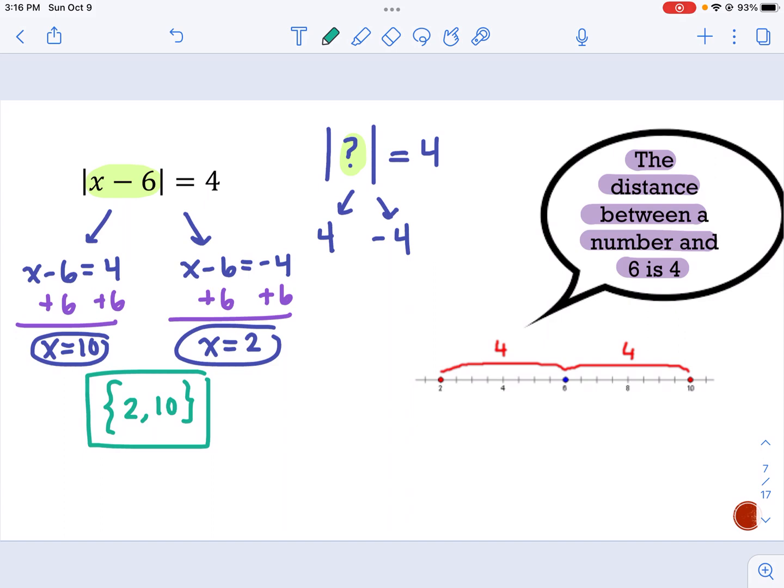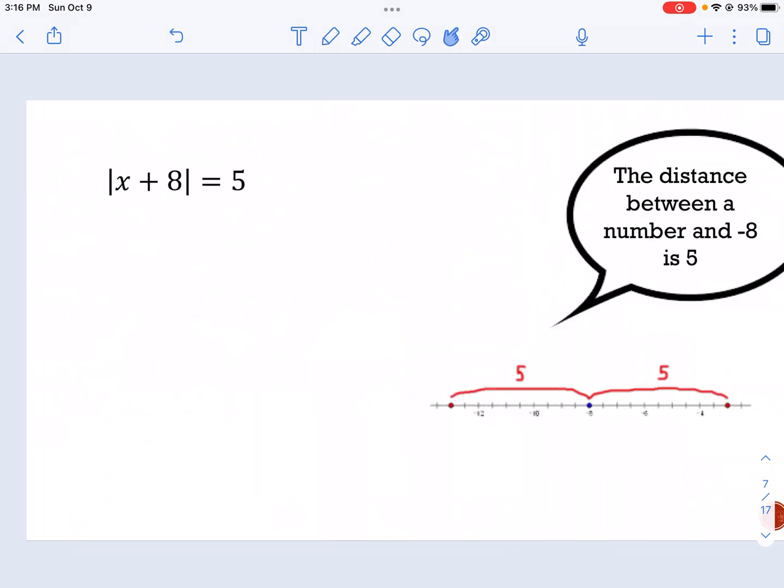If we go back to this thinking over here on the right-hand side, and think about it in terms of absolute value, the distance between a number and 6 is 4 units. Well, the numbers 2 and 6 have a distance of 4, and the numbers 10 and 6 also have a distance of 4. All right, so a few different ways to think about this. All right, let's go to the next example.